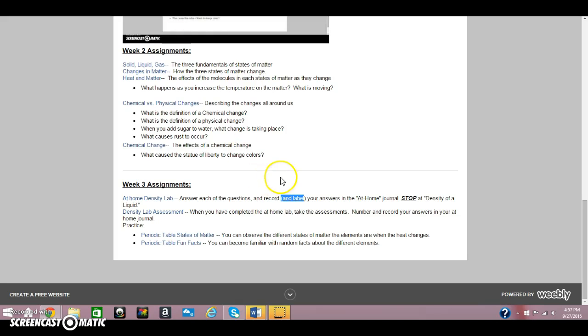One last thing. When you do your labs and your at-home journal, do not forget to write the paragraph of how to relate all this into your own words. Okay, so it'll be density. You can even talk about the periodic table. All right, and I think that's it.